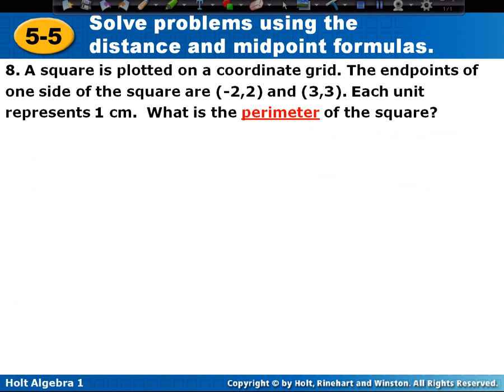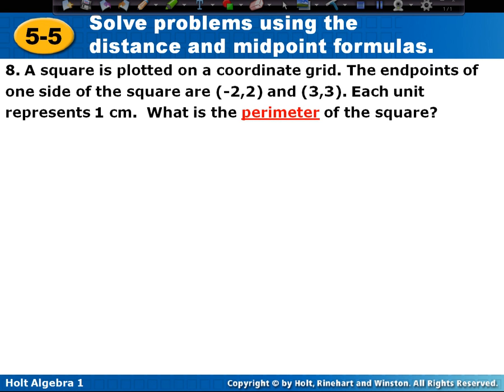Number 8 says a square is plotted on a coordinate grid. The endpoints of one side of the square are (-2, 2) and (3, 3). Each unit represents 1 centimeter. What is the perimeter of the square?